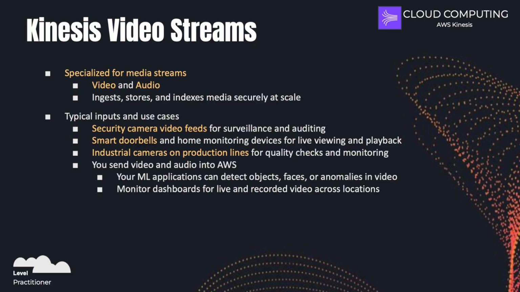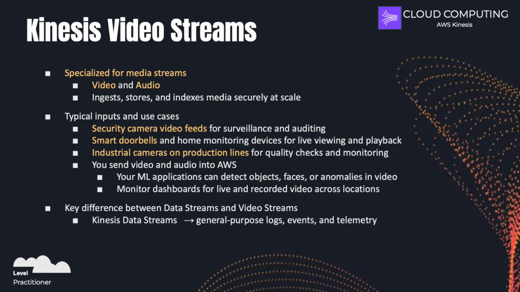locations. The key difference between these two Kinesis family members we just named relies on the type of data for ingestion. Kinesis Data Streams deals with general purpose streaming data, which are logs, events, telemetry, and so on. But Kinesis Video Streams deals with media data, which are audio and video mostly.